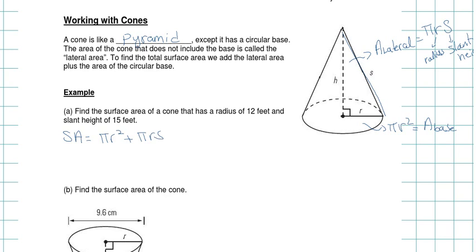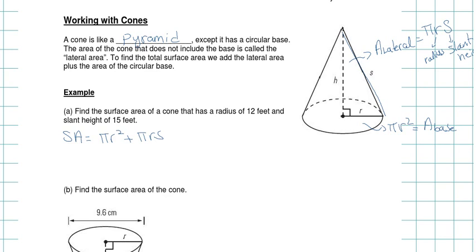Now, if, for example, I'm asking you to find the surface area of a cone with no base, like an ice cream cone, what would you use? Do you use the whole formula? If I'm asking you to find the surface area of a cone like an ice cream cone, you just use the lateral. That's right. So you just use the pi r s, because you're only looking at the surface area of that face.